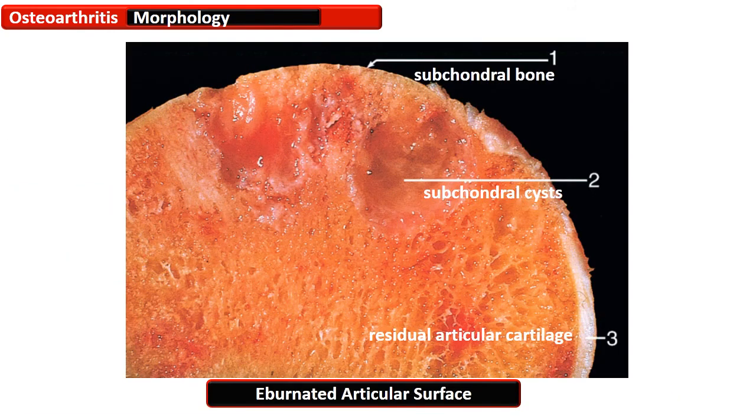This is the gross appearance of the joint articular surface, which is showing eburnation. On your extreme right, there is some remnant of the articular cartilage, and two evident subchondral cysts are present in the upper field.